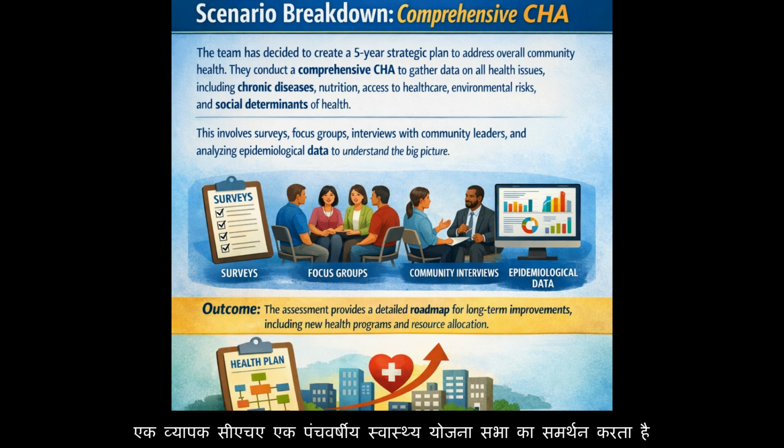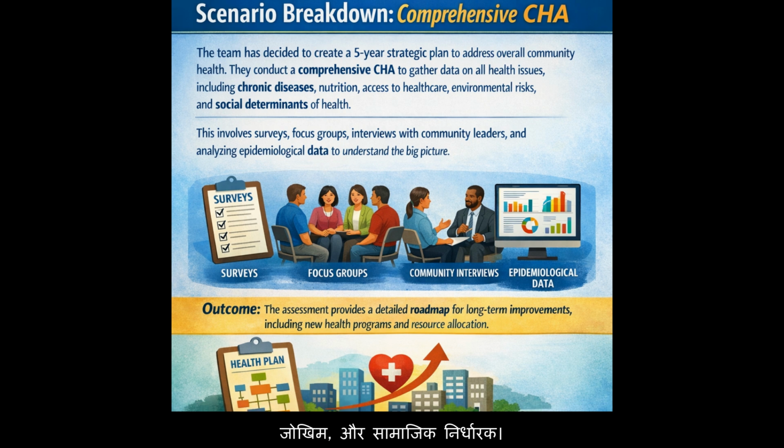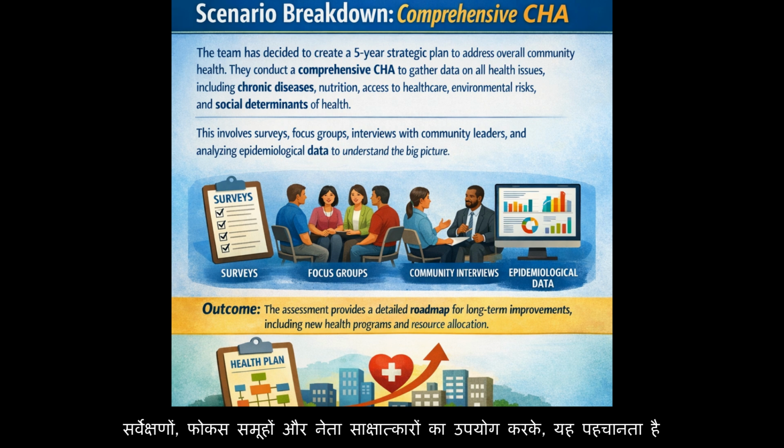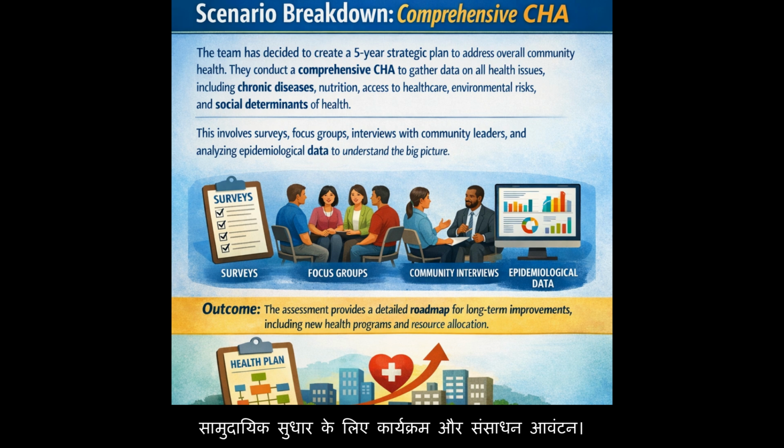A comprehensive CHA supports a 5-year health plan, gathering data on chronic diseases, nutrition, care access, environmental risks, and social determinants. Using surveys, focus groups, and leader interviews, it identifies key issues. Outcome: a detailed roadmap guides long-term health programs and resource allocation for community improvement.